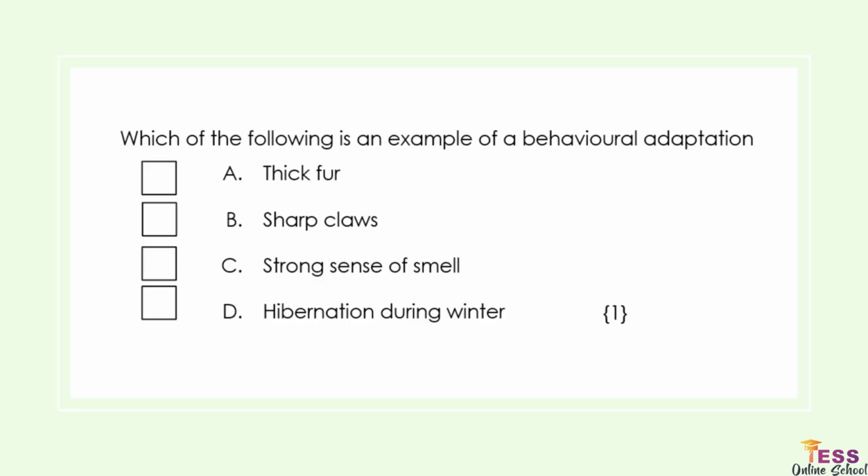Let's now put our knowledge of adaptations to the test and have a go at a few exam questions, including this following multiple choice question. Have a go at this independently and return back to the video to add your corrections. The first question is, which of the following is an example of a behavioral adaptation? The answer is hibernation during winter. Remember, behavioral adaptations are actions or behaviors that organisms exhibit to help them survive in their environment.